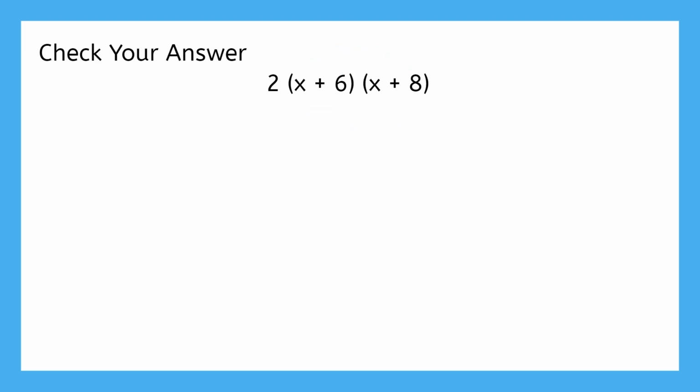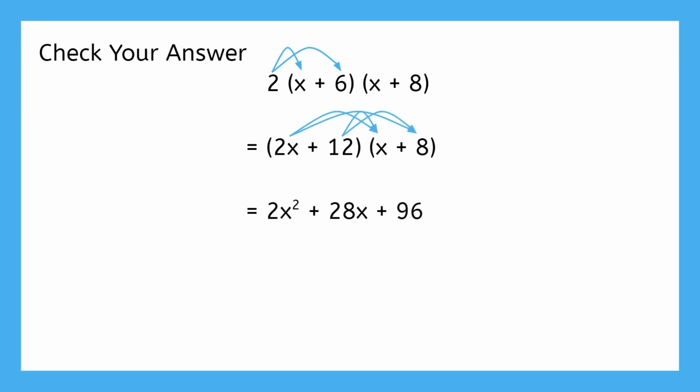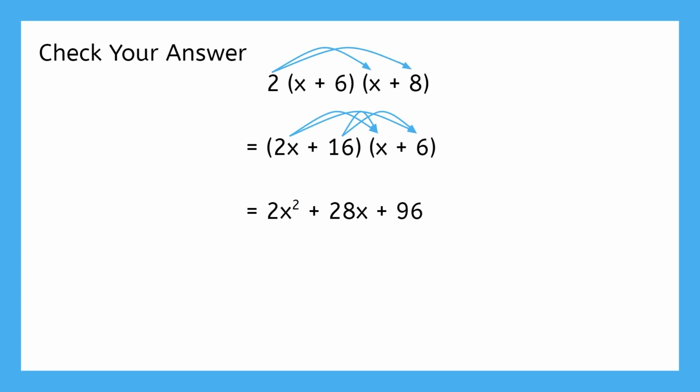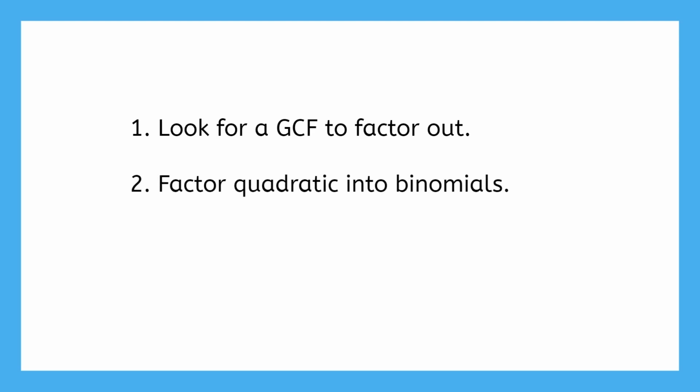Do note that since distribution is just multiplication, we can choose to multiply this in any order. If you feel more comfortable going left to right, you can, and you'll still get the same answer. You could even leave that middle binomial, x plus 6, for last, and it won't make a difference. What matters is that you distribute two of the factors together, then distribute the last factor into that product. So that's the basics. Always try to find a GCF first, especially when there's a leading coefficient. Only after you've done that should you factor the quadratic function into binomials.